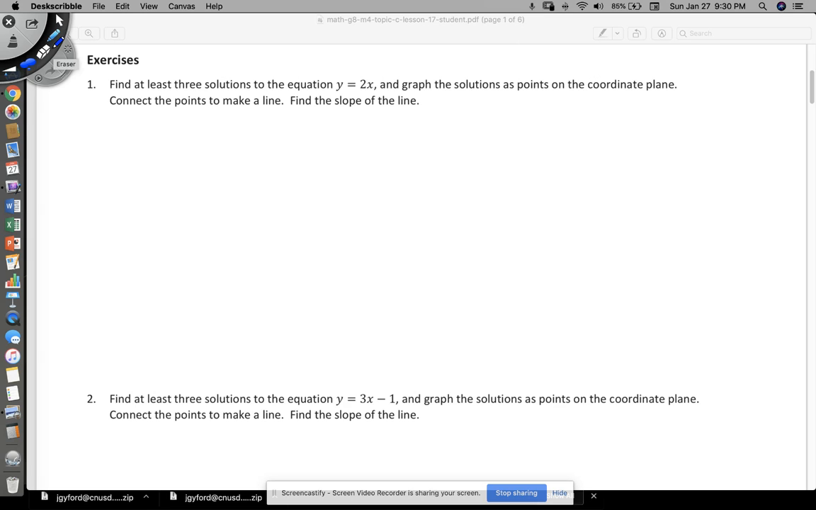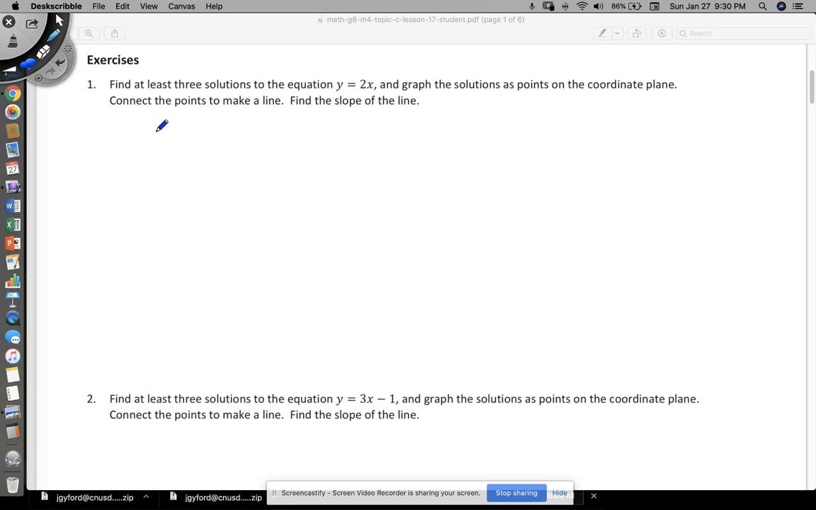Find at least 3 solutions to the equation y equals 2x and graph the solutions as points on a coordinate plane. Connect the points to make a line. Find the slope of the line. So you're going to want to grab some graph paper for these. Now on your graph paper, please make sure that you put exercise number 1, because we do have example ones, and I don't want to get those confused. So when I grade your paper, please make sure it says exercise 1.